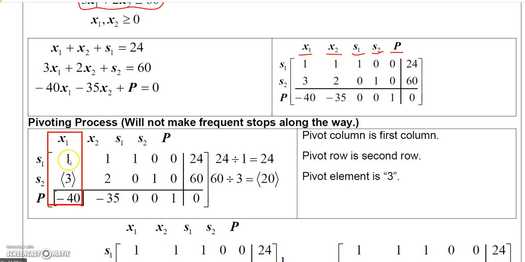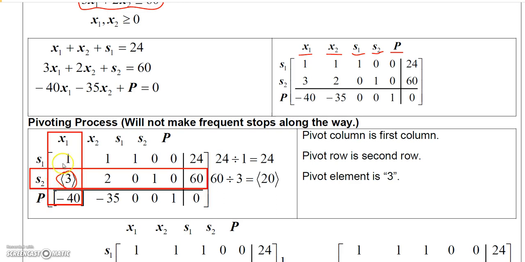And then to determine the pivot row, I need to divide these two numbers that are above the negative indicator into their corresponding constants. So if you divide 1 into 24, you get 24. And if you divide 3 into 60, you get 20. So I picked the smaller of those two quotients, which is 20. So that means I'm going to pivot on the second row. So that means that my pivot element must be where the pivot column and pivot row intersect, which is this 3 right here.